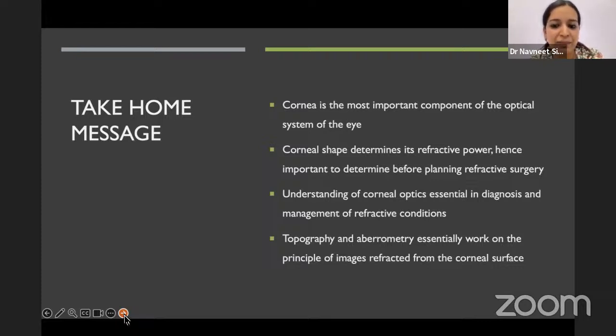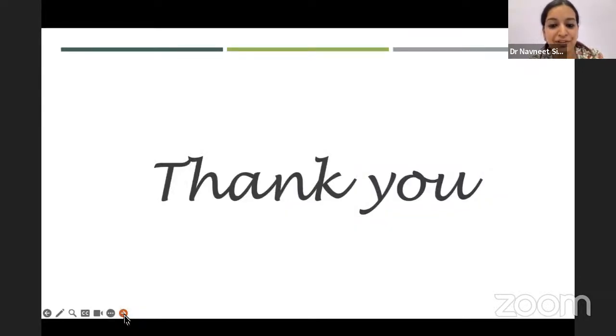And topography and aberrometry essentially work on the principle of images refracted from the corneal surface. So it is very essential to understand the corneal optics as a whole before understanding the concept of any refractive surgery. So thank you everyone for your patience listening.